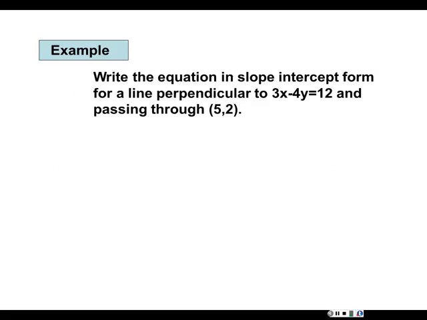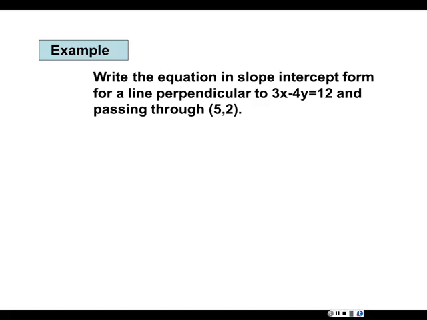So all you need to do is, from the equation given, you will find the slope first, and then you take the reciprocal and make it negative, because the lines are perpendicular, right? For example, what will be the slope of the first equation? Let's try this.